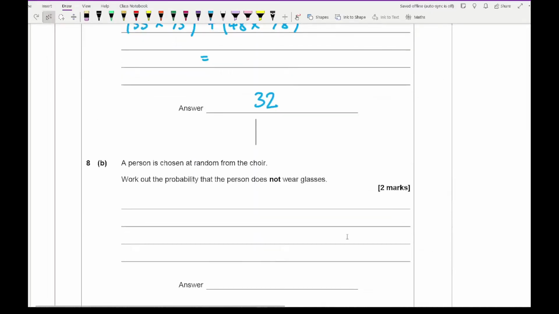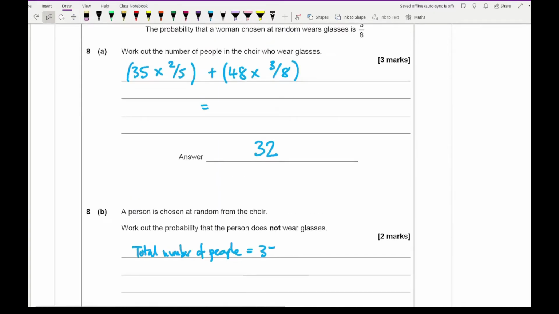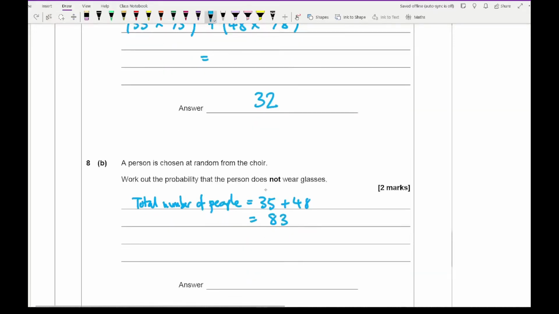Now the next question says a person is chosen at random from the choir. Work out the probability that person does not wear glasses. Well, looking at the total number of people in the choir, it is 35 plus 48, which gives us a total of 83 people. Now from this, 32 wear glasses, so all I need to do is 83 take away 32, which gives me an answer of 51.